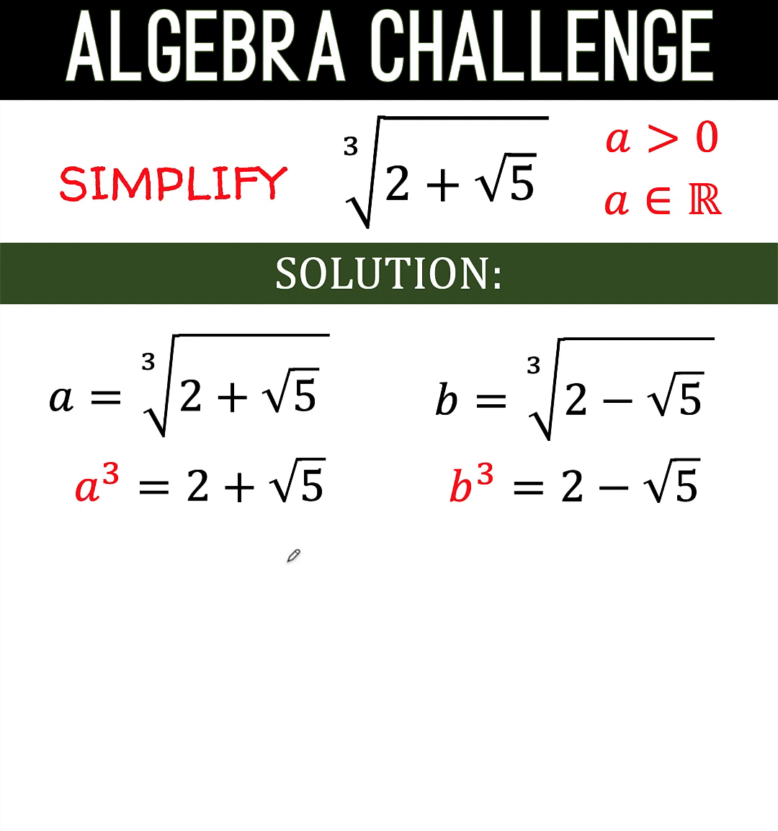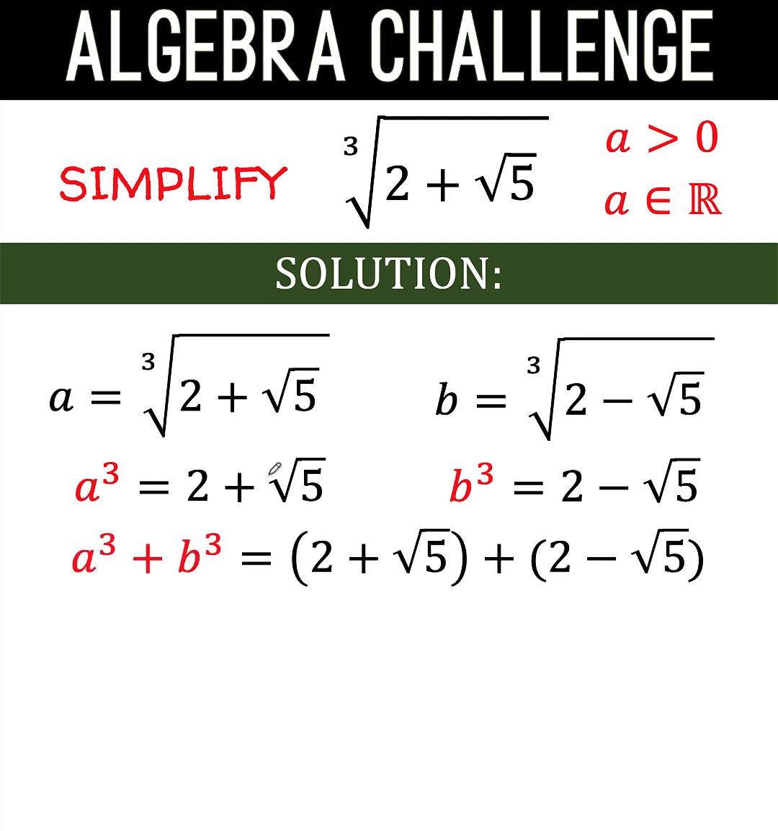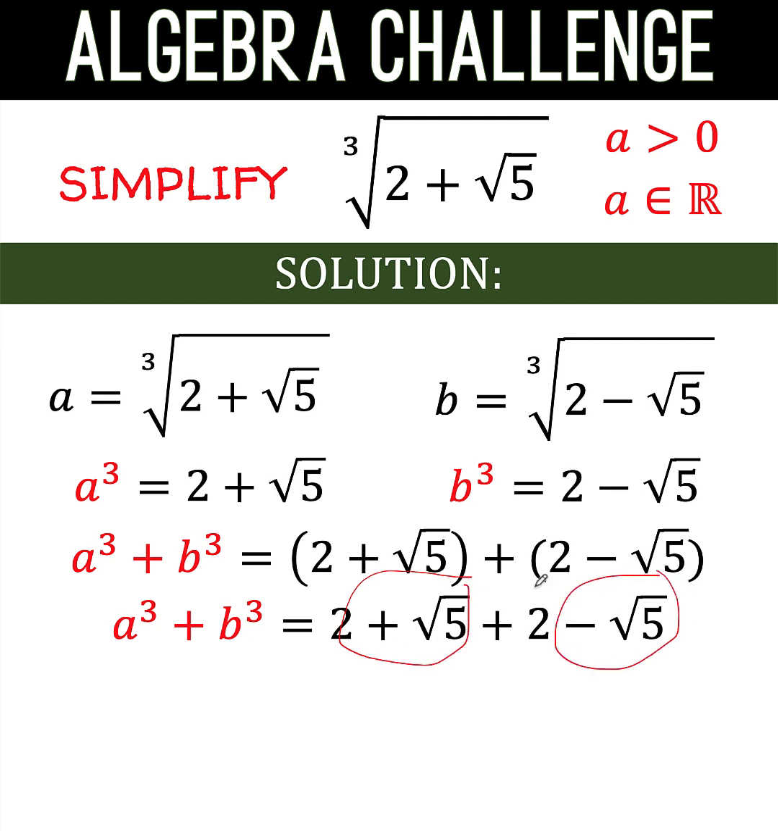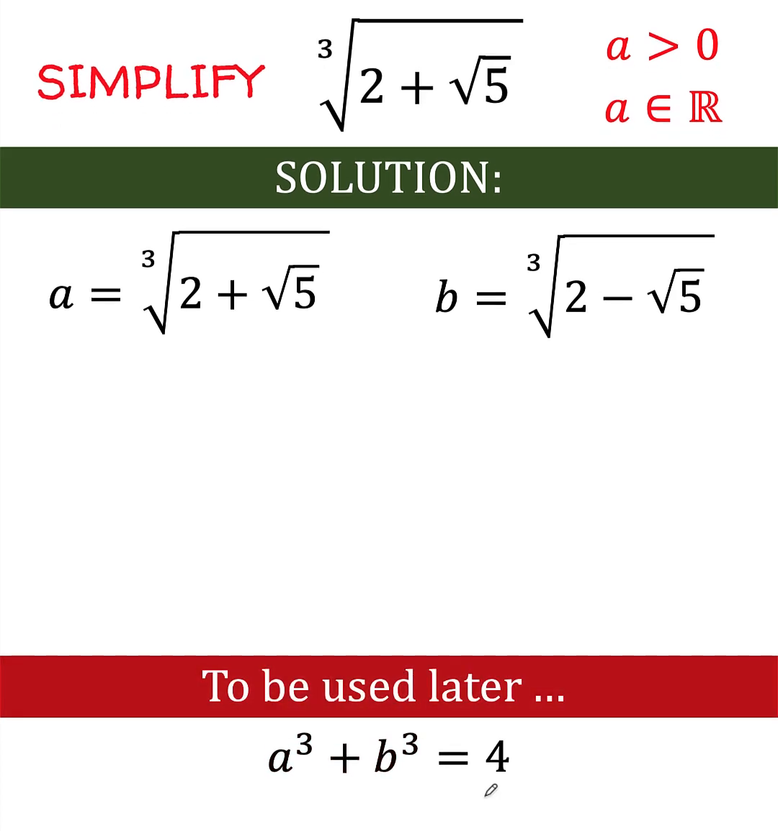Then let's add a cube plus b cube. So this a cube is now this part, and this b cube is now this part here. We get the sum. Simplifying, we can just remove the grouping symbol because they are both preceded by plus sign. And 2 plus 2 is 4. Square root of 5 minus square root of 5 is 0. So what's left here is 2 plus 2 equals 4. That is now the value of a cube plus b cube. And let's remember this value because we are going to use this later on.